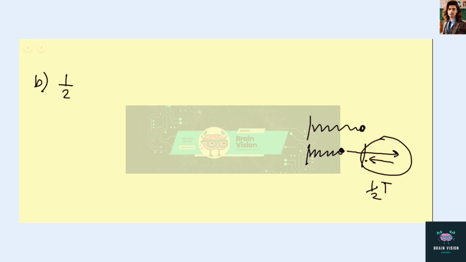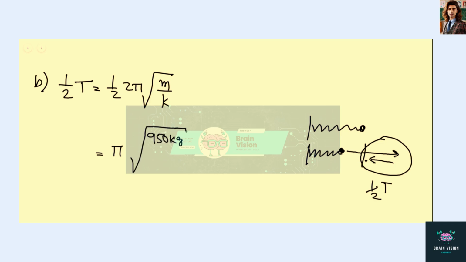So that means half of T is equal to 1/2 times 2 pi square root of m over k, which is equal to pi square root of 950 kg divided by 3.711 times 10 to the power 4 Newtons per meter. So that gives us 0.5 seconds.